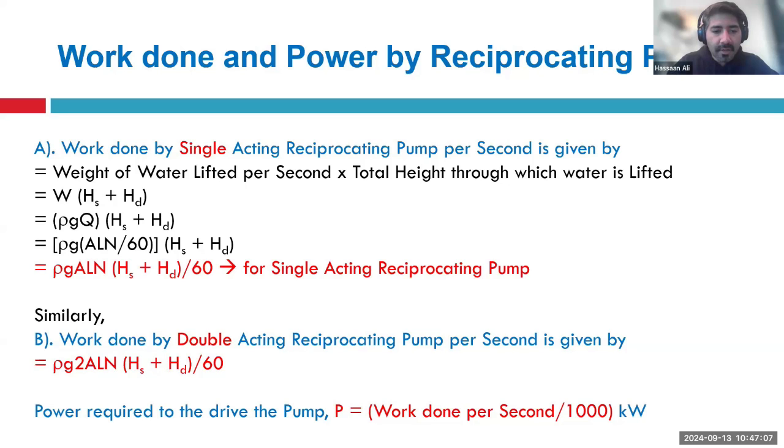Where do you see the power? The power is right over here, which is the work done: rho g A L N multiplied by suction height plus discharge height, divided by 1,000, so everything is in kilowatts. So you're increasing the P, and you're also increasing the A and the L.